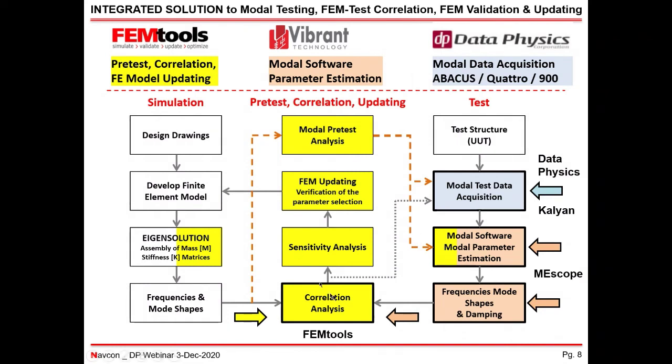So as far as correlation goes, we import the frequencies and mode shapes from the test, we import the frequencies and mode shapes from analysis, and then with dynamic correlation, we're usually looking at how the frequencies line up and how close the mode shapes are. And if we meet our correlation criteria, then we're done. If we don't meet that correlation criteria, then within FEMtools, we can actually go through a model updating process.